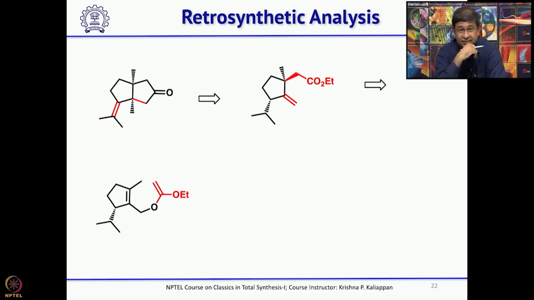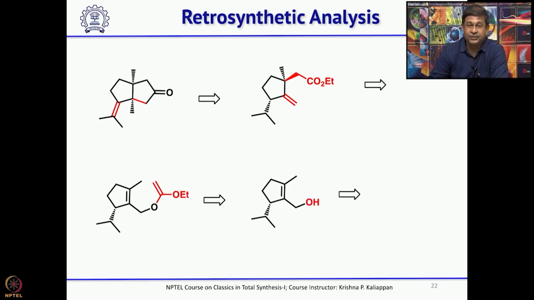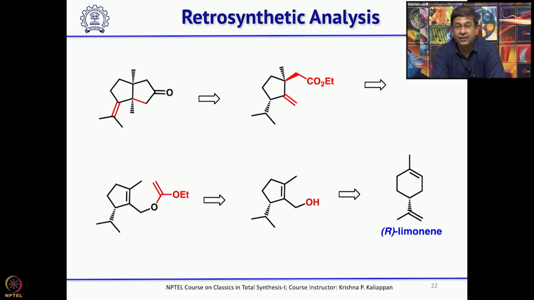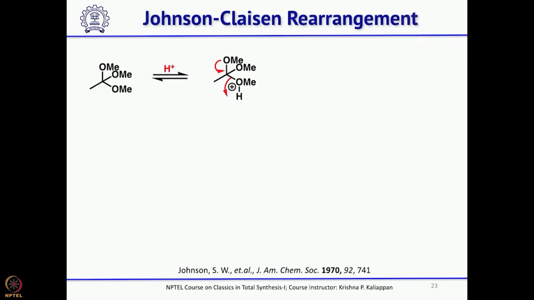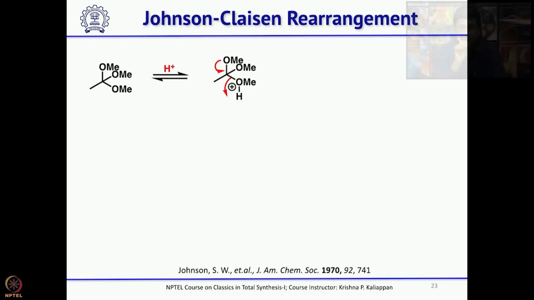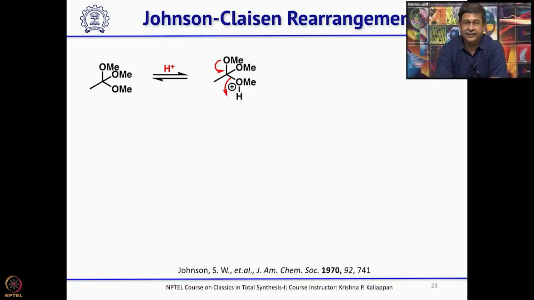and this can be obtained from the second key reaction, that is Johnson's orthoester Claisen rearrangement, that can be obtained from this alcohol, which in turn can be obtained from limonene, and this process is known. Okay, this process is known. Let us see how he accomplished this. Before that, I will just briefly describe the mechanism of Johnson orthoester Claisen rearrangement.